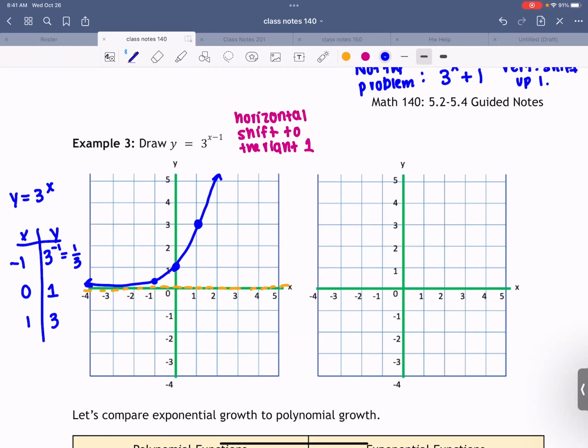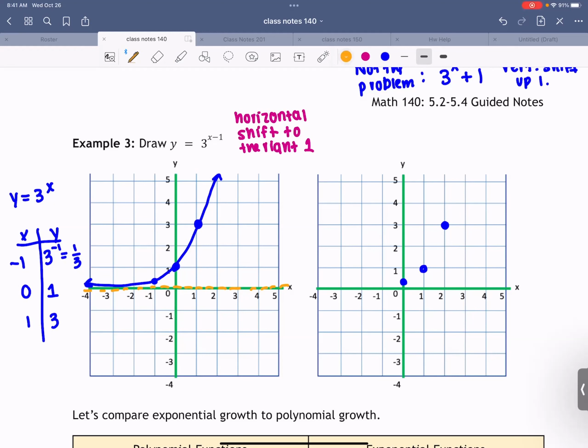Okay. So horizontal shift to the right 1, we're used to doing this. Take every point and shift it to the right. So I'm going to take this point and shift it over 1. So we have 2, 3. I'm going to take this point and shift it over 1. So we have 1, 1. And then I'm going to take this small point here and move it over 1. So we have 0, 1/3.